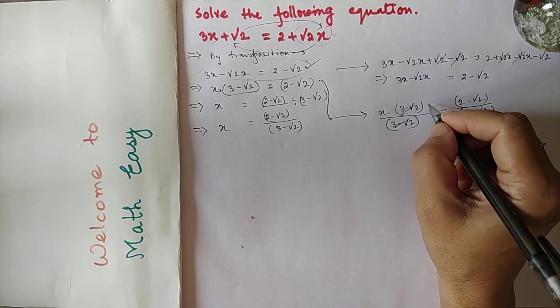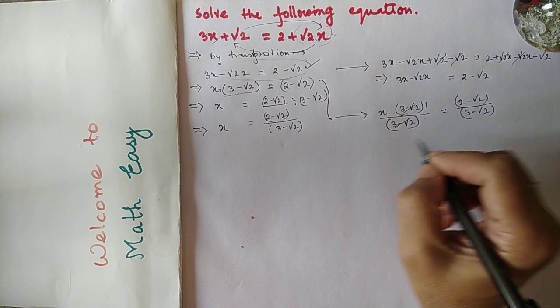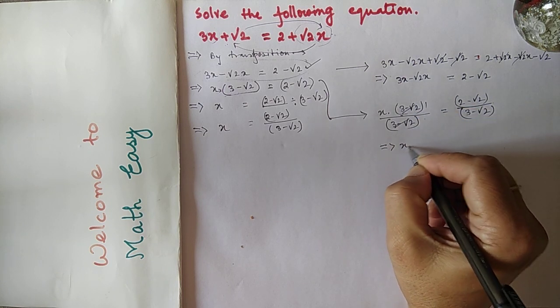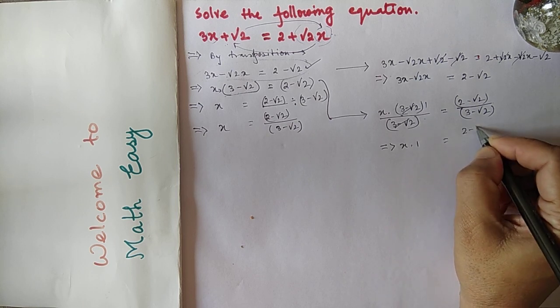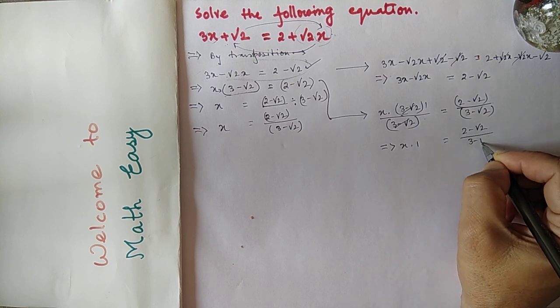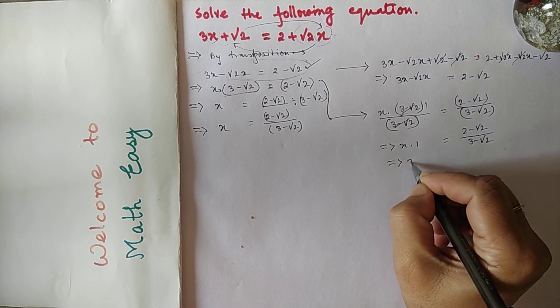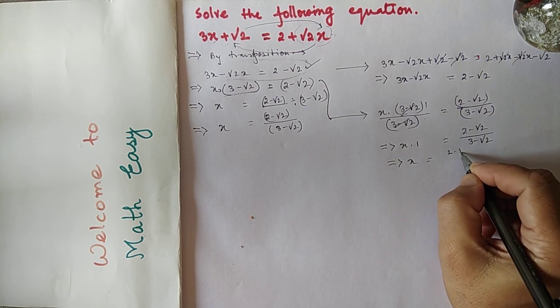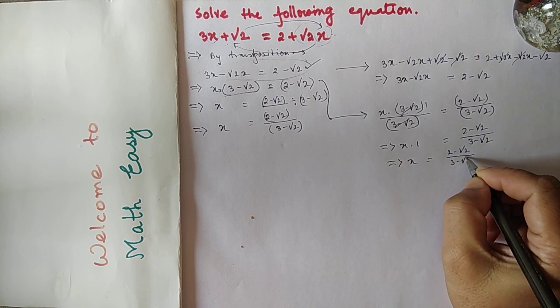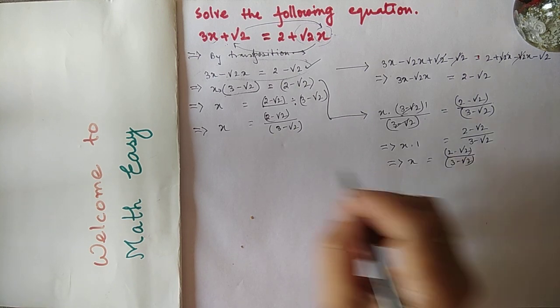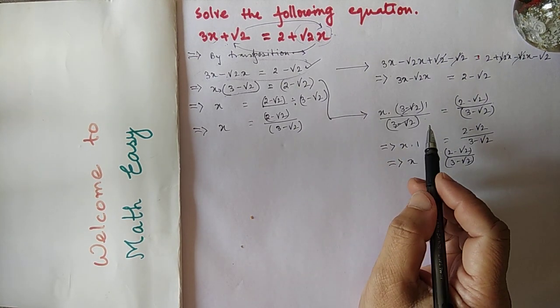So these two will be cancelled out. 1. So we can write x into 1 is equal to (2 minus root 2) by (3 minus root 2). That implies x is equal to (2 minus root 2) by (3 minus root 2). So the same thing we are getting.